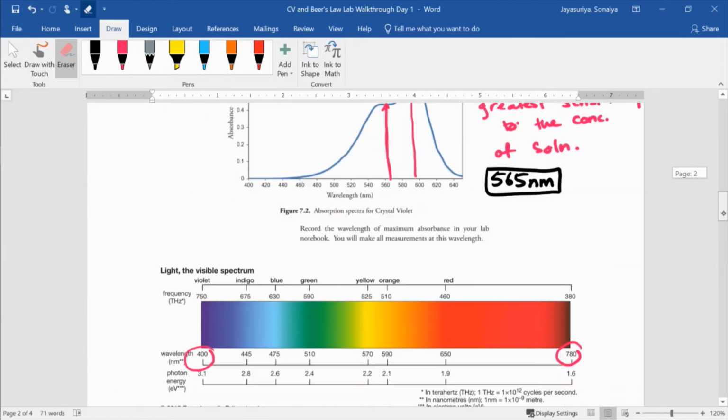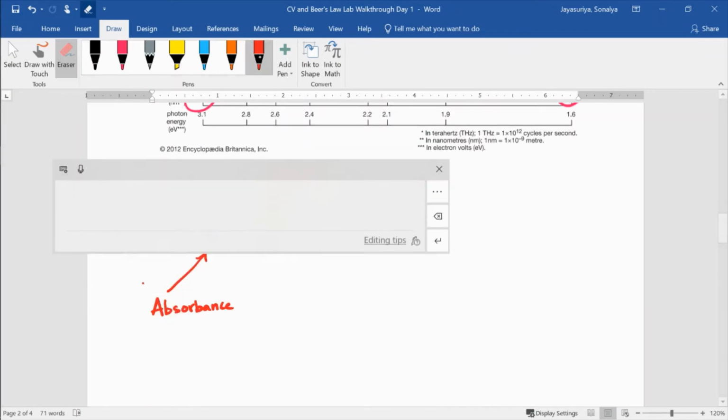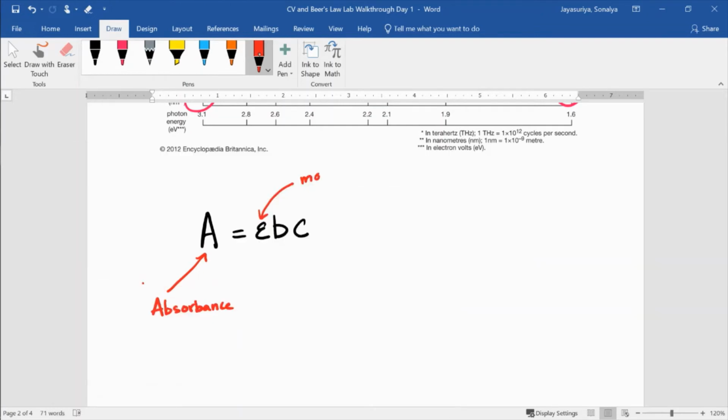Now your lab handout will have more details about what these are, but I'll just say it out, okay? Molar absorptivity is a constant, which is different for each compound that you will be testing. This is called the path length. And the path length is actually always 1 centimeter. Those cuvettes have a width of 1 centimeter, okay? And this is the concentration.